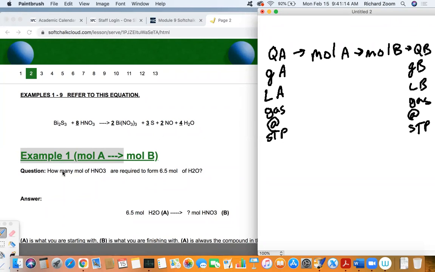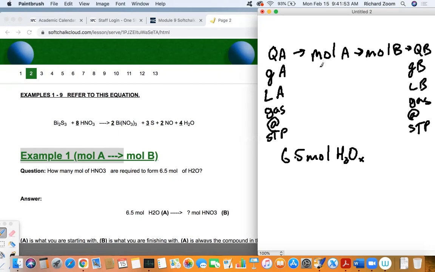So if we take something fairly simplistic here, how many moles of HNO3 are required to form 6.5 moles of H2O? Words like "required to form" don't mean a great deal to the actual solving of the problem. The focus should be on whatever has the number in front of it. That's where I would start with my dimensional analysis. In this case, it's 6.5 moles of H2O. That's what we have. And what we're looking for is moles of HNO3.